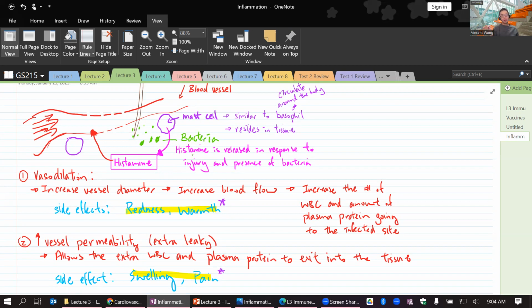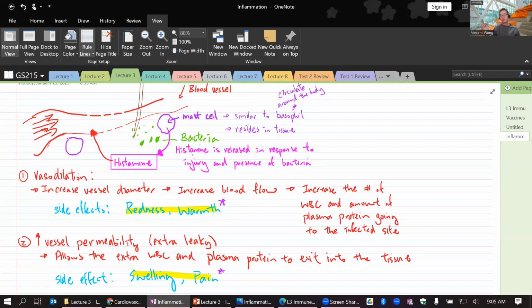Where have you heard the word histamines? What kind of medication that you might have taken or heard of relates to the word histamine? Anybody know what I'm talking about? Antihistamine? Yes, and when do you take that? For what purpose? I don't remember. That's okay. Anyone have taken antihistamine before? In what context? Yeah, allergies, right?